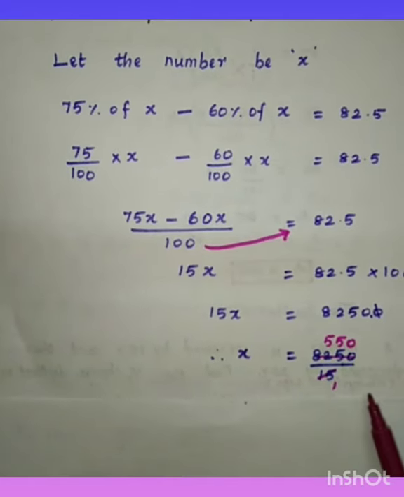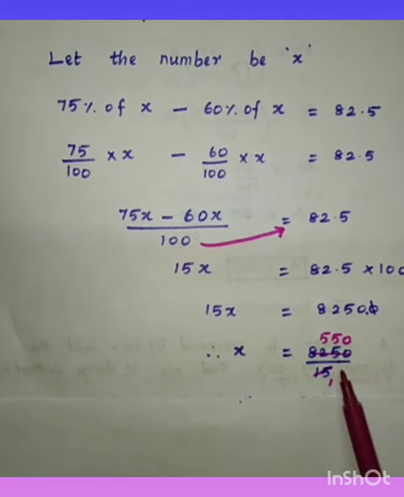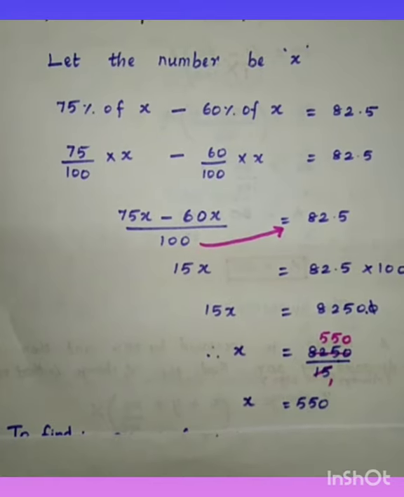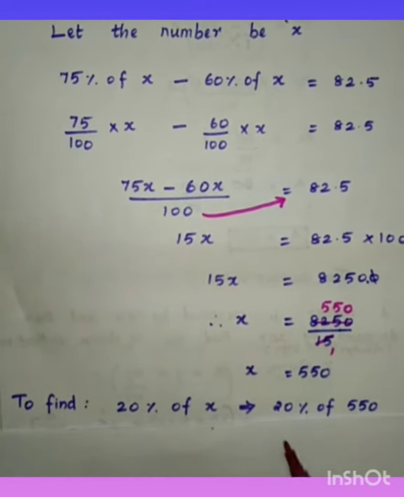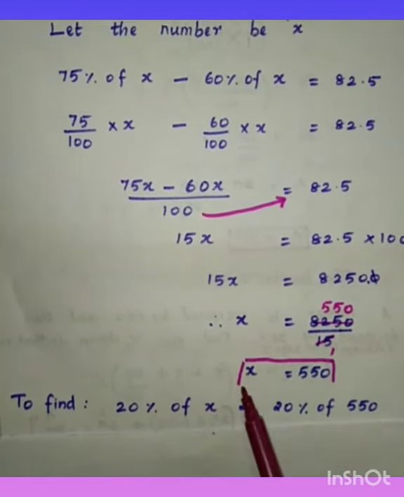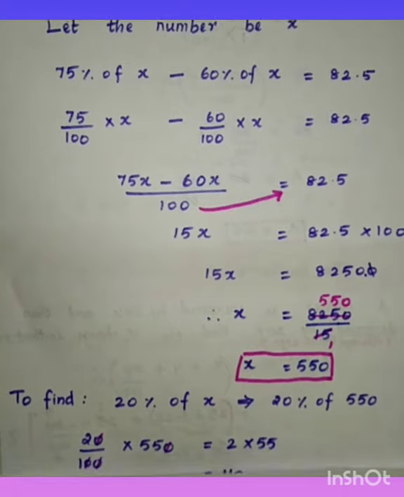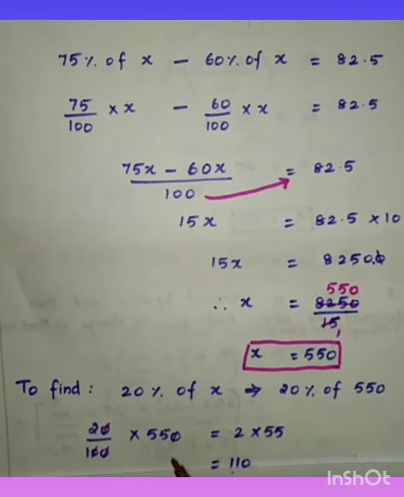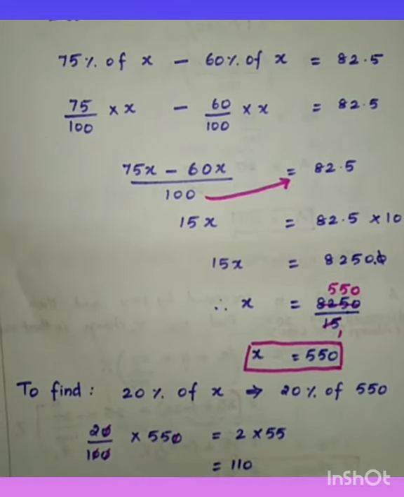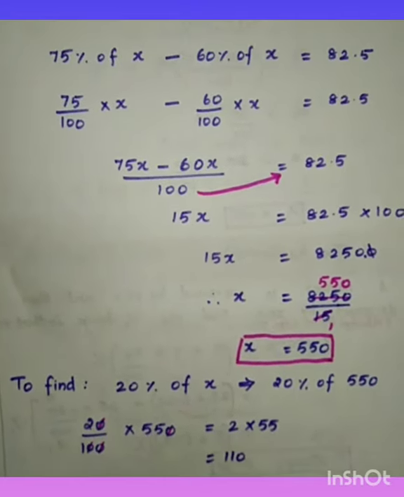8250 by 15. Then we can cancel with the 15th table. 15 into 550 is 8250. Therefore x equal to 550. Now we are going to find 20% of x, that is 20% of 550. The x value we have found is 550. So we write 20% of 550, that is 20 by 100 into 550. So the double zeros we have cancelled. So the numerator 2 into 55, that is 110. Therefore 20% of that number is 110.